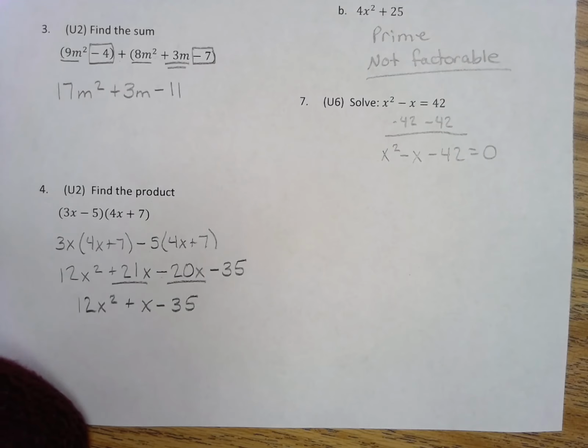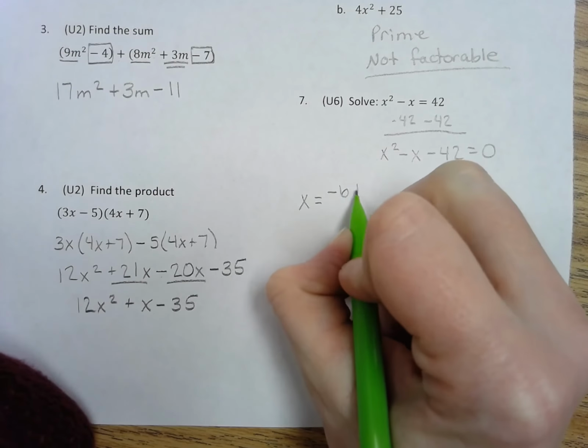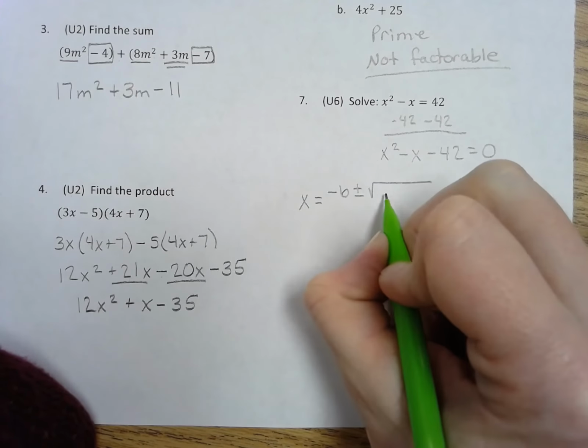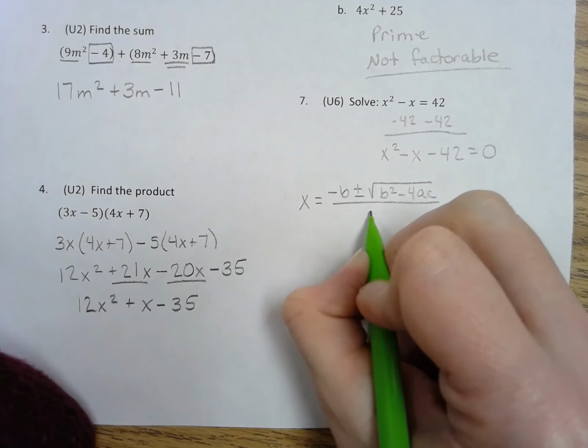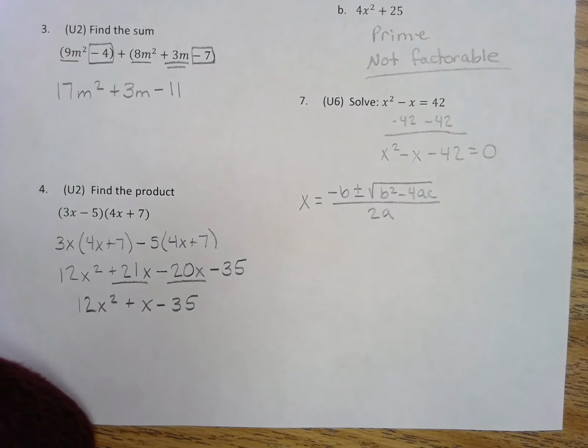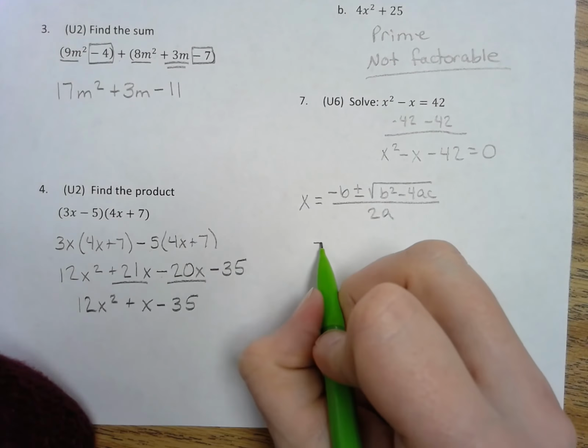One of the best ways for students to solve is with the quadratic formula. It's a method that always works, and all you need to do is remember the formula. So x equals negative b plus or minus the square root of b squared minus 4ac, all over 2a. So that will work for this problem we're going to solve with the quadratic.